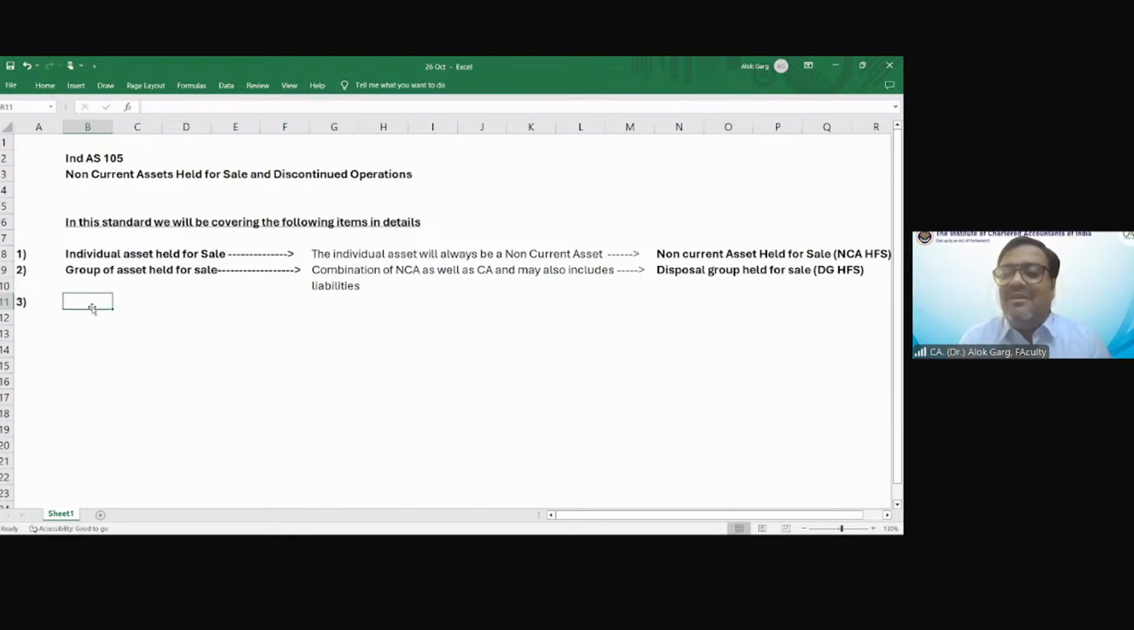Is it an individual asset held for sale? Is it a group of assets held for sale? Or is it a discontinued operation? I'm waiting for the answer. Discontinued operation.